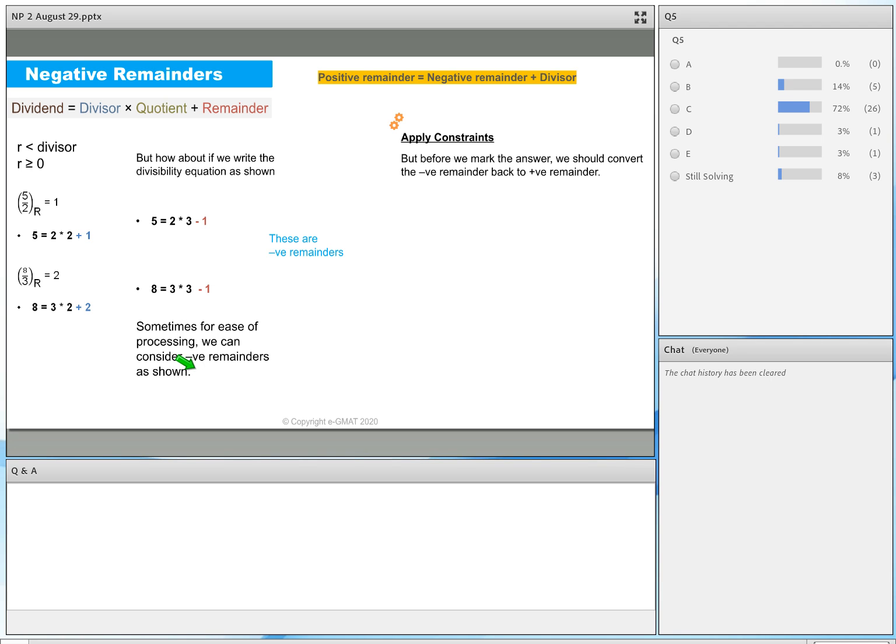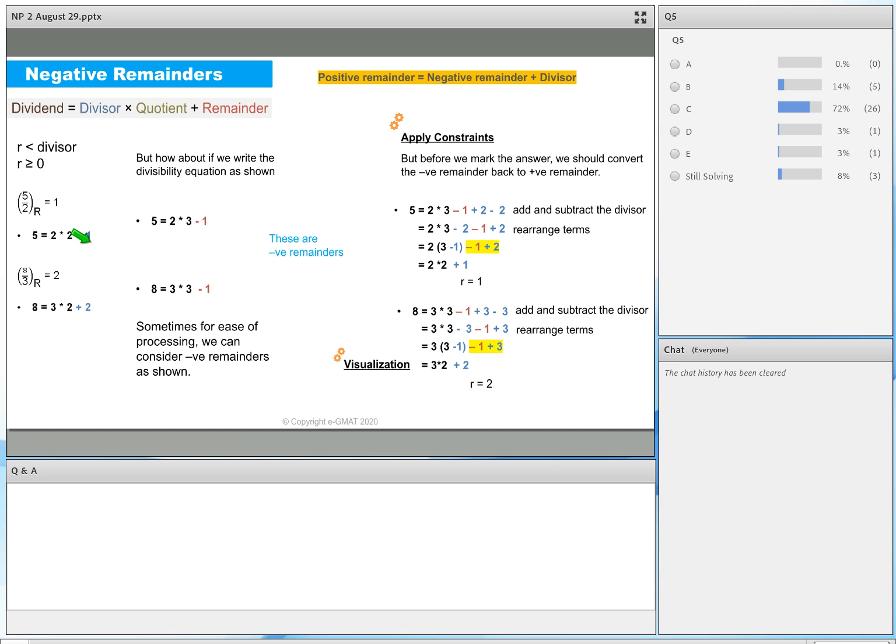So in general, negative remainders, positive remainders, both can be used, but there are some situations you will see in which negative remainders will make calculations faster, which won't even be possible if you have positive remainders only. But since negative remainders are not defined, ultimately you have to convert them back to positive remainders. For that, you should be able to see the relationship between negative and positive remainders. How can you do the conversion?